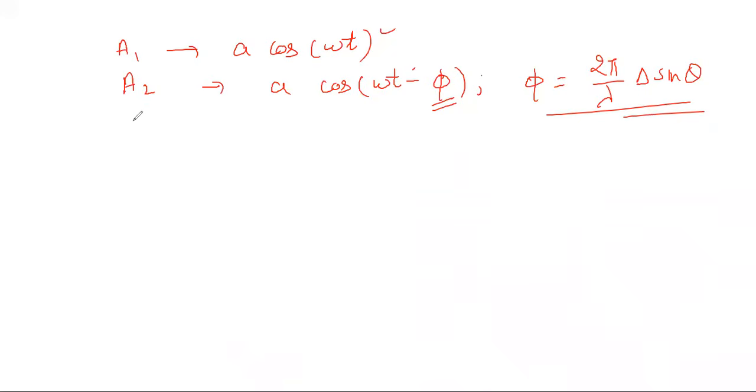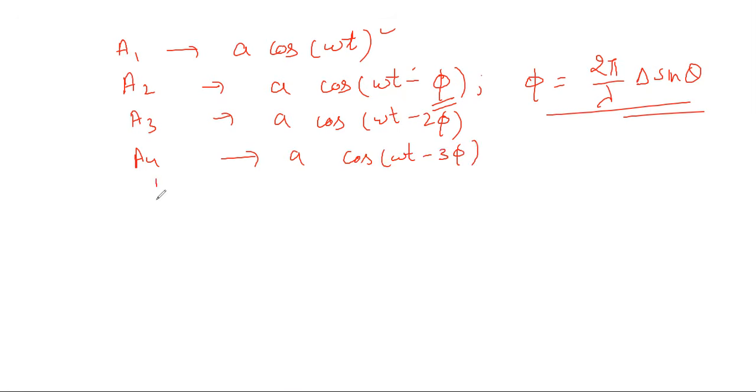So I'm saying the wavelets starting from A3 will be of this form. Those from A4 will be of this form, and so on. Finally, from point AN, it will be cos of omega t minus n-1 phi: for 2 we subtracted 1 phi, for 3 we subtracted 2 phi, for 4 we subtracted 3 phi, and for n it will be n-1 phi. And point P is on the screen.